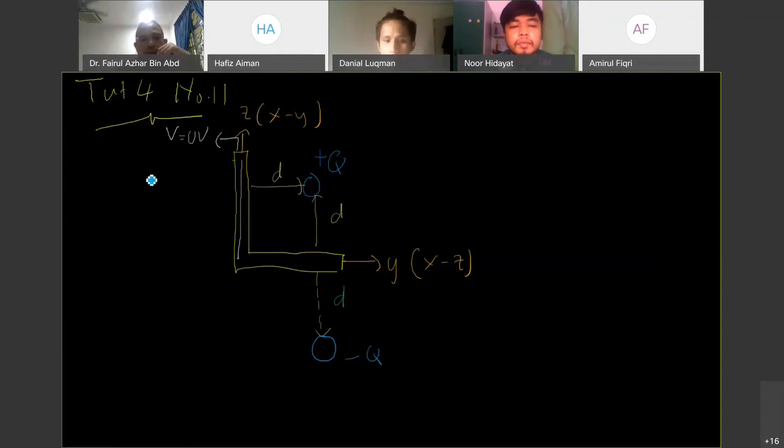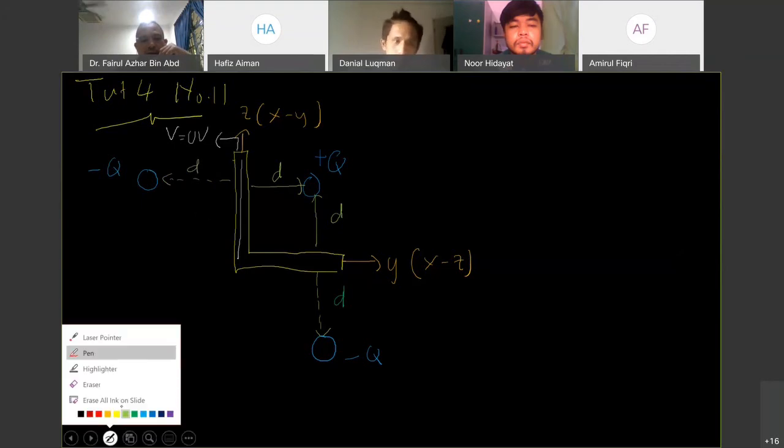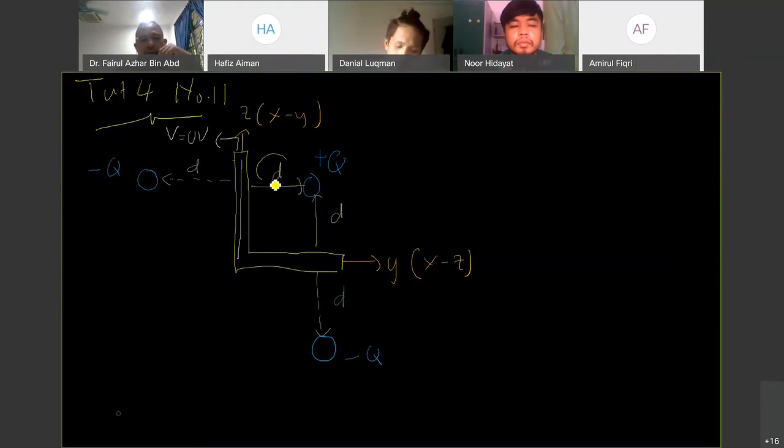Okay, so for example in this case, we have another charge here. The value is minus Q, and the distance of it is also equal to D, which is the same direction as we have here, so this plane also will become a grounded plane.